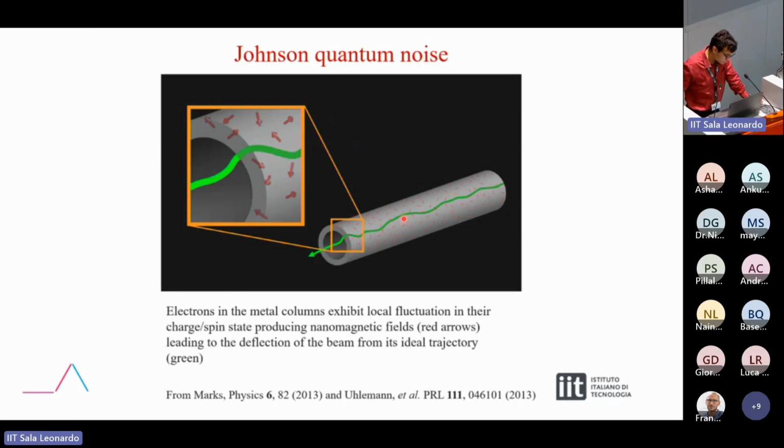So one way to prevent this is to increase the electron column as much as you can, and the other way is to cool down the whole electron microscope to cryogenic temperatures, because if you increase the temperature, electrons are going to move wildly. So if you cool them, they are going to calm down, so this effect can be mitigated.